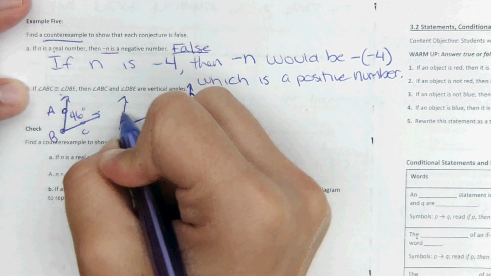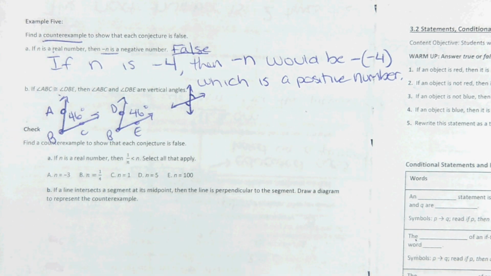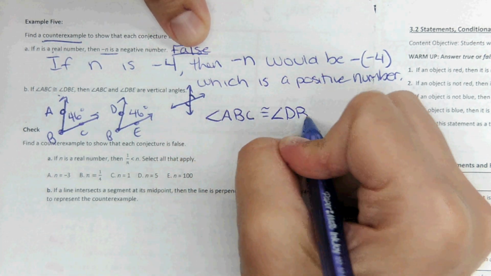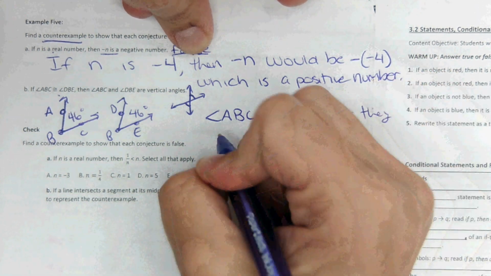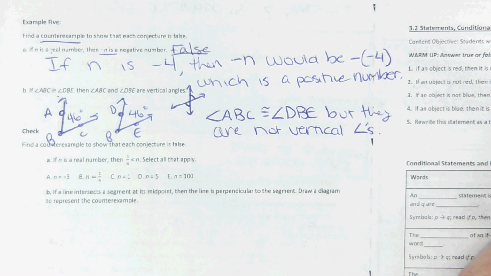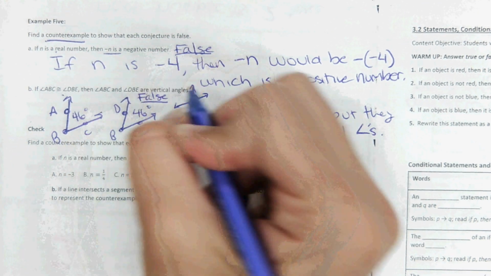So we're going to use a drawing for this. So let's say that angle ABC is 46 degrees, and let's say angle DBE is also 46 degrees. Well, these are congruent, but they're not vertical angles. So angle ABC is congruent to angle DBE in our drawing, but they are not vertical angles. So this conjecture is false.